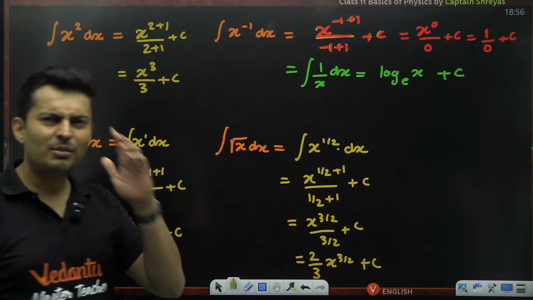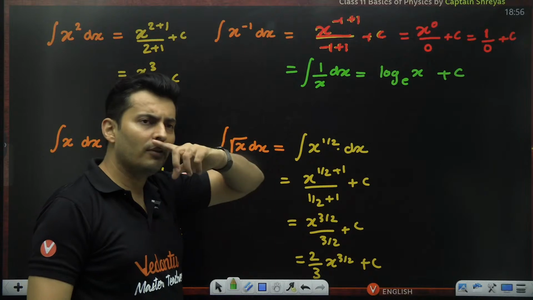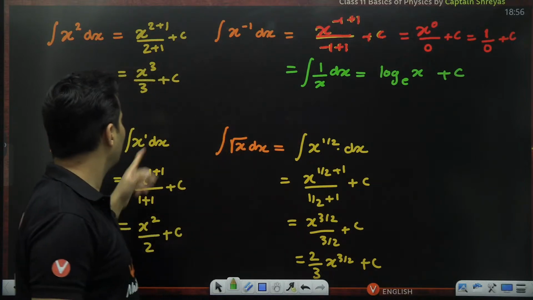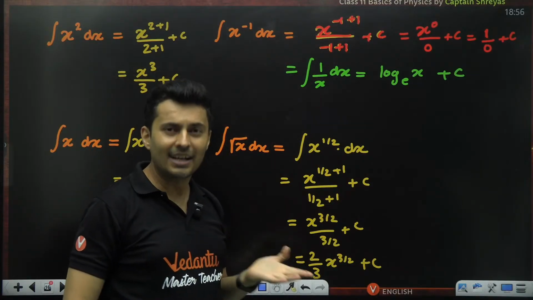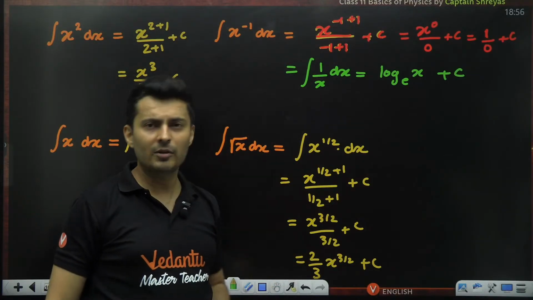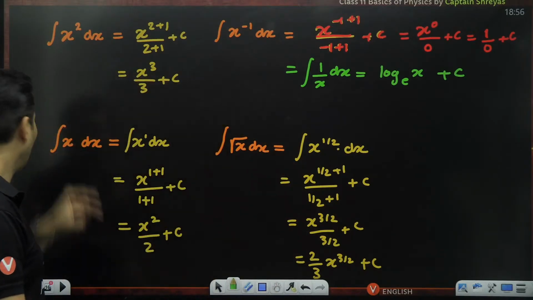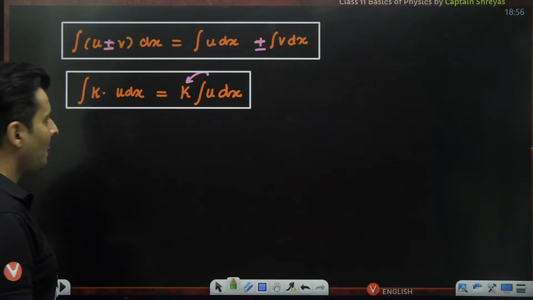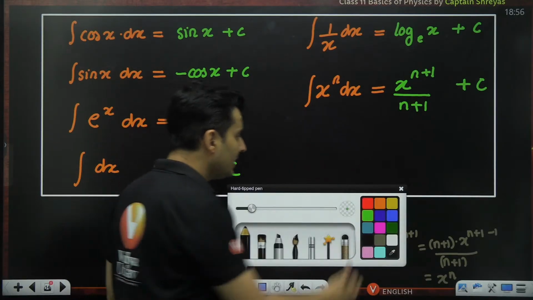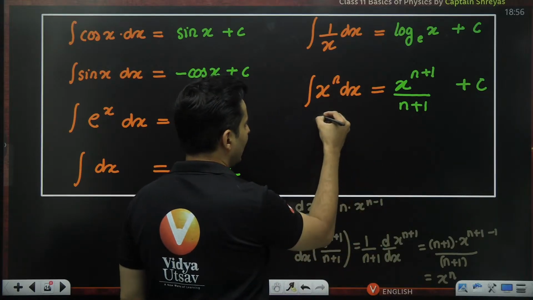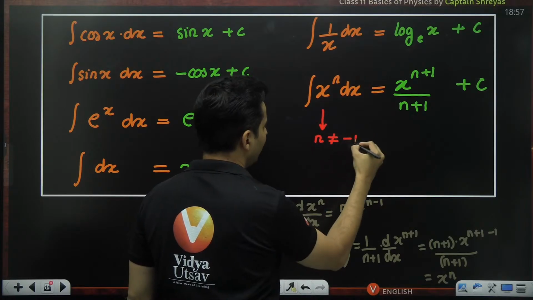Then you'll be like, sir, wait a minute. How did you know for this power only I have to go to log of x? Why did I not do that log here? And how do I know this formula will not work? Is there any condition? Yes. When I gave you the formulas, I deliberately missed out on an information because I wanted you to see it in a live example. So when you use this formula, remember the value of n can never be minus 1.